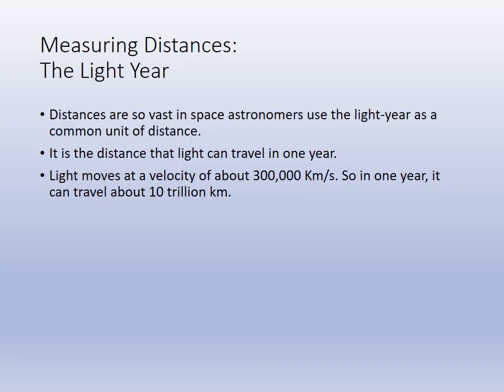When you're talking solar system, you use astronomical units. When you're talking galaxies, you use the distance light years. About 10 trillion kilometers is a light year. That's the distance that light travels in a year.